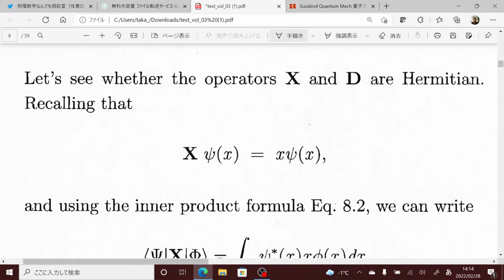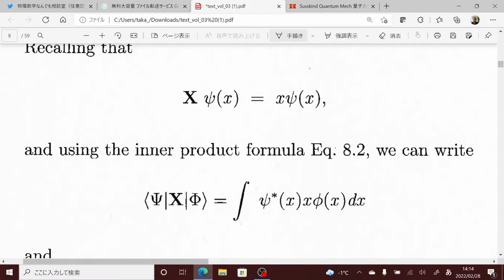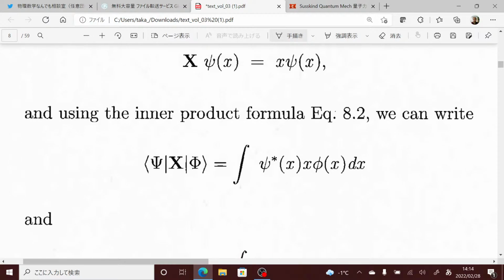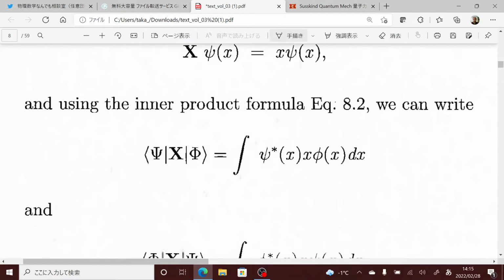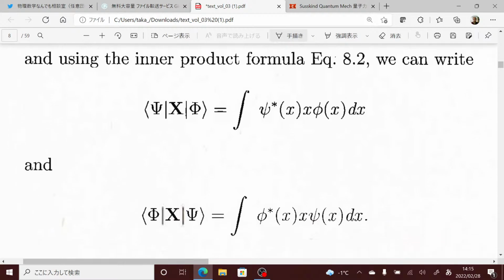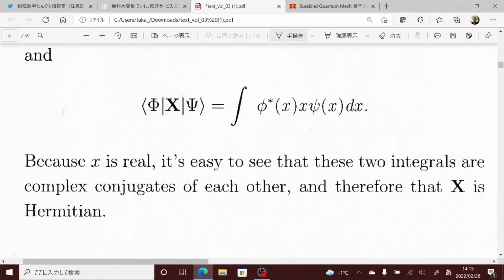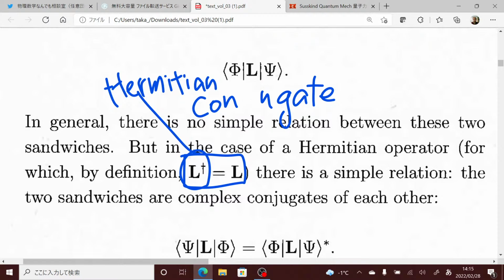Let's see whether the operators X and D are Hermitian. Recalling that X psi(x) equals x psi(x), and using the inner product formula, equation 8.2, we can write psi X phi equals this, and phi X psi is this. Because x is real, it's easy to see that these two integrals are complex conjugates of each other. Sorry, this was wrong. This was complex conjugate.